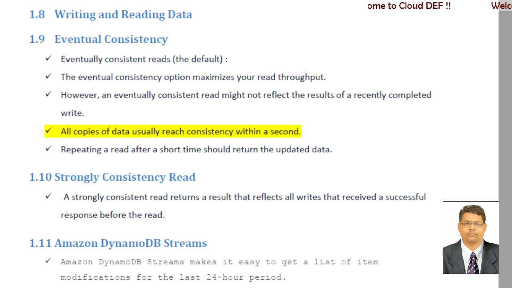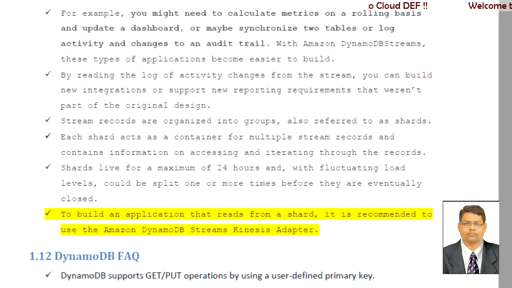Stream records are organized into groups, also referred to as shards. Each shard acts as a container for multiple stream records and contains information on accessing and iterating through the records. Shards live for a maximum of 24 hours and, with fluctuating load levels, could be split one or more times before they are eventually closed. To build an application that reads from a shard, it is recommended to use the Amazon DynamoDB Streams Kinesis adapter.